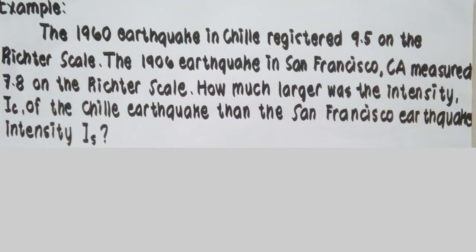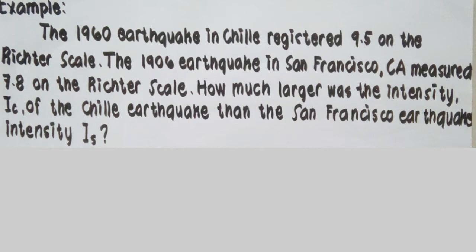Here is another example. The 1960 earthquake in Chile registered 9.5 on the Richter scale. The 1906 earthquake in San Francisco, California measured 7.8 on the Richter scale. How much larger was the intensity I sub C of the Chile earthquake than the San Francisco earthquake intensity I sub S? Since we have two intensities, I am going to write I sub C as the intensity of Chile and I sub S as the intensity of San Francisco.